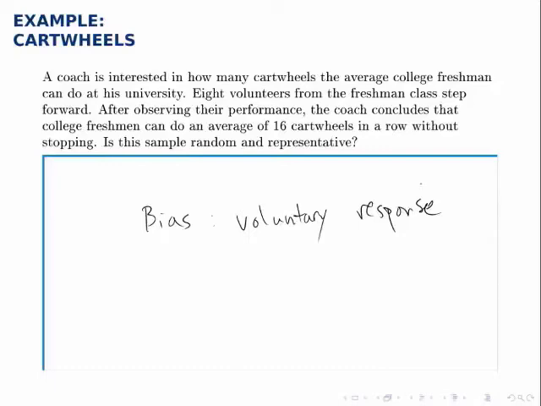A voluntary response bias also comes into play in surveys that have questions where certain responses are more favorable than others.